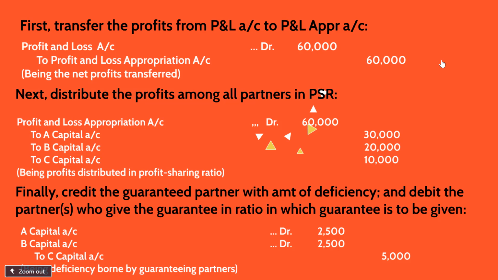So these are the three journal entries which need to be passed when the firm earns a profit and a specific partner is guaranteed minimum profits. The first journal entry is to transfer the profits from the profit and loss account to the profit and loss appropriation account. The next journal entry is to distribute the profits among all the partners in their profit sharing ratio. And the final journal entry would be for the deficiency borne by the guaranteeing partners.